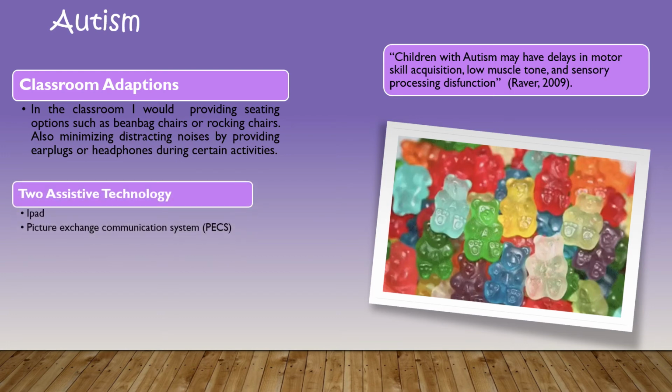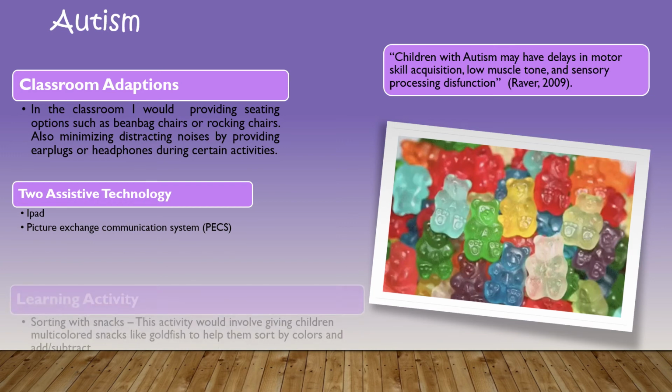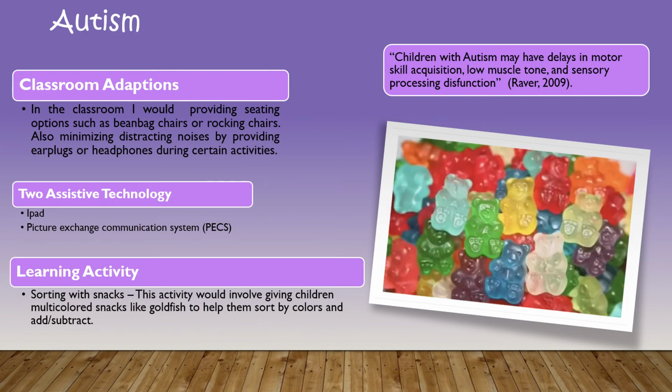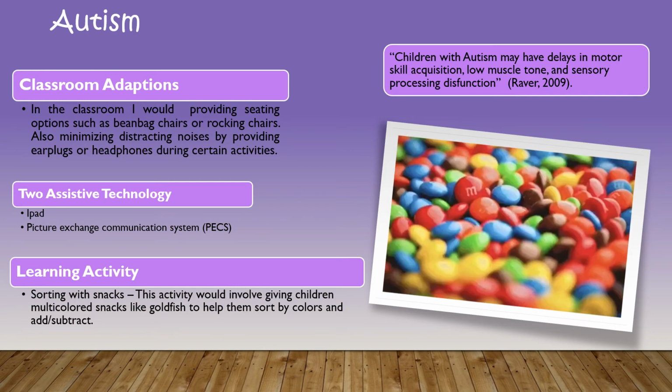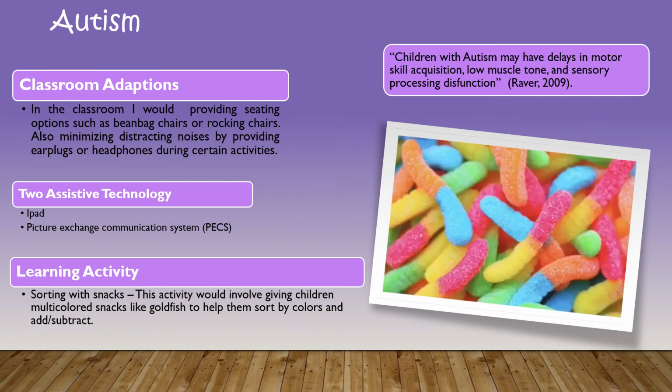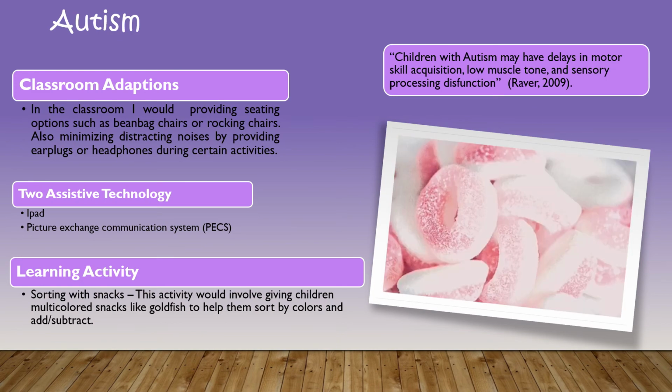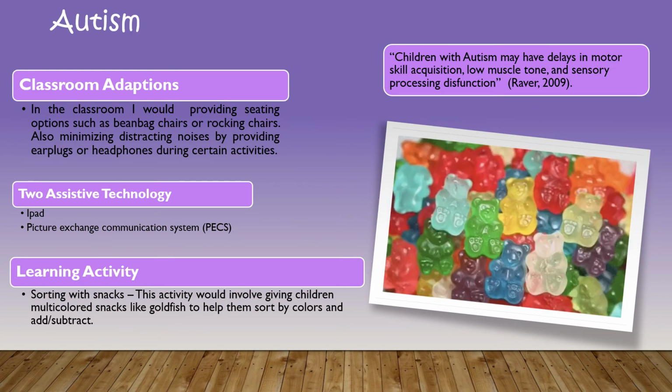Two assistive technologies that I will include in the classroom are iPads that can have educational games on them and picture exchange communication system. Now, a PECS board can help children with autism express their preferences or emotions. The learning activity that I have created for autism children would be sorting with snacks. This activity would involve giving children multicolored snacks like goldfish that can help them sort colors, add, and subtract.